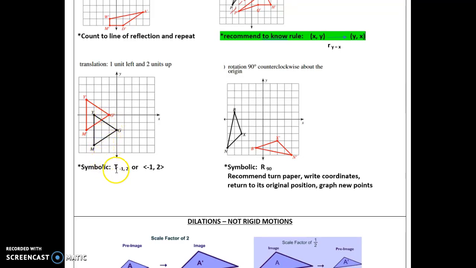Remember, in symbol form, a capital T is a translation. This tells you what direction to move. It's always X, Y, just like graphing. So you're going to move -1 on the X and 2 on the Y. Same thing for this symbolic form. These are vectors. That's a vector right there. And this just means, again, X is -1 and Y is 2.